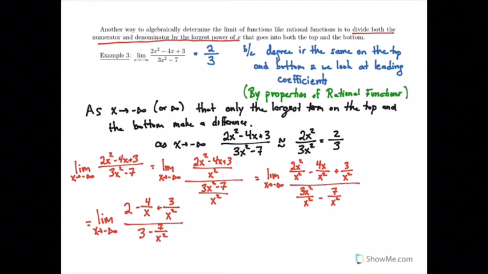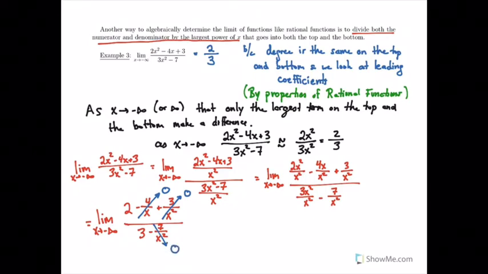The reason that we want to do that is now this limit we can break up into 5 separate limits. We can look at the limit of 2, the limit of negative 4 over x, the limit of 3 over x squared, the limit of 3, and the limit of negative 7 over x squared. And 3 of those limits all go to 0. This negative 4 over x, as x approaches negative infinity, goes to 0. You're going to have 4 over a really, really big number, which is basically 0. Same with this 3 over x squared, that goes to 0. And this 7 over x squared also goes to 0.